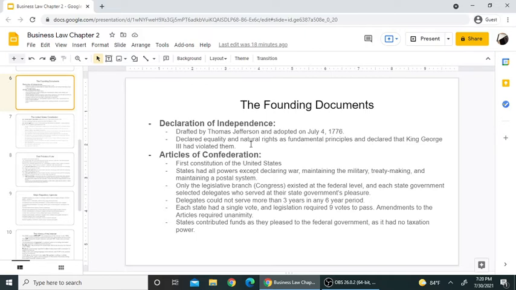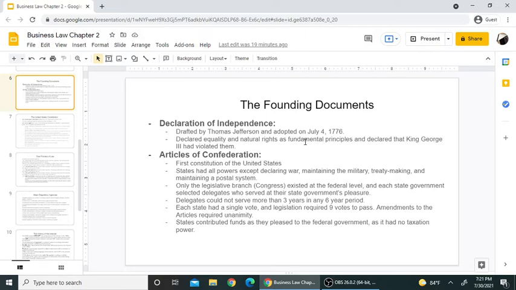There were term limits, so delegates could not serve more than 3 years in a 6-year period. Legislation required 9 votes out of 13 to pass, which made it very hard to get anything done, and amendments to the articles required unanimity. So it was a very dysfunctional government structure, and after various rebellions and anger with the inability of the federal government to do much about those rebellions, the modern Constitution came into being.